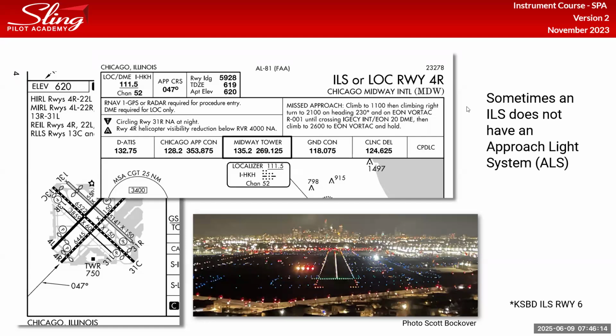But sometimes the ILS does not have an approach lighting system. You would see it right here somewhere, there'd be a box somewhere right here. And this is the ILS runway 6 in San Bernardino. So it won't specify if it doesn't have it, it would just specify if it does. Yes, but it might say if approach lighting system is out of service, then change your minimums to this. Yeah.